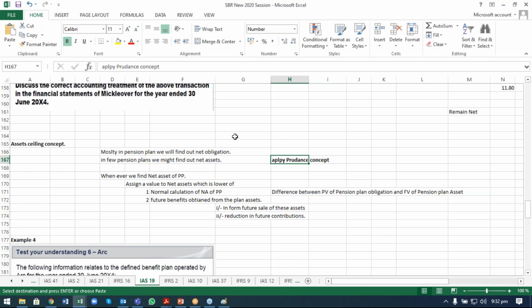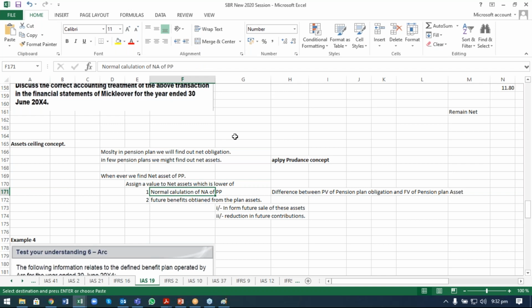As the pension plan assets are held with the pension plan manager, you are not controlling those assets. So you'll be looking at what is the maximum benefit you are deriving out of those pension plan assets. Whenever we need to find net pension plan assets, we have to assign the value of the net pension plan asset out of these two values, whichever is lower.